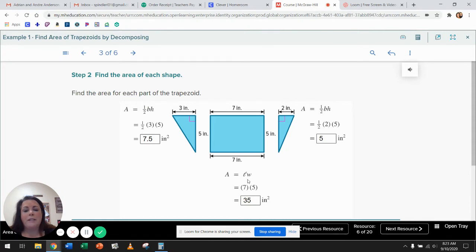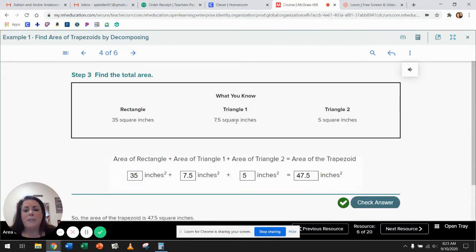Find the area of the rectangle. We do length times width. So 7 times 5, which is 35. And then we'd find the area of our other triangle. 2 times 5 is 10, but we want 1/2 of that, so that is 5. We would then take each of those pieces and add them together. We would find that the area of the trapezoid as a whole is 47.5.